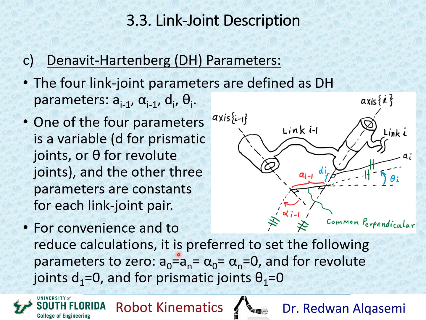We're going to see how, if we set these to 0, we're going to reduce our calculations down the road. Also, for revolute joints, it's always a good idea to set d_1 to 0. And for prismatic joints, it's also good to set theta_1 to 0. When I talk about setting it to 0, it doesn't mean that you just assume it's 0. No, when you attach the frames on each link, you have to attach them such that these values go to 0. And we're going to see how we can do such a thing.